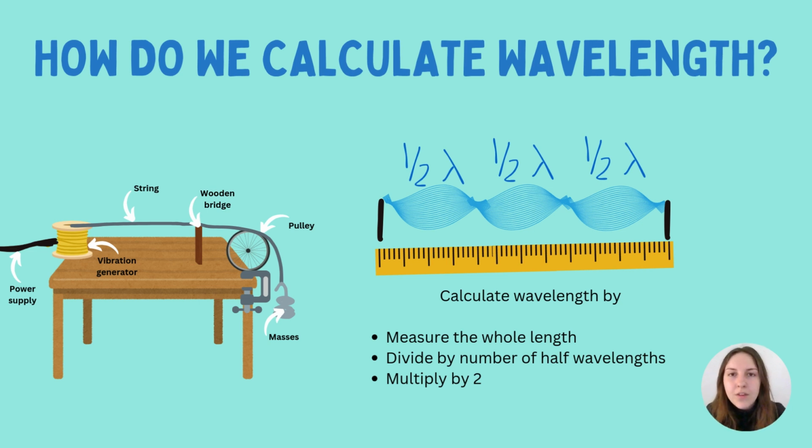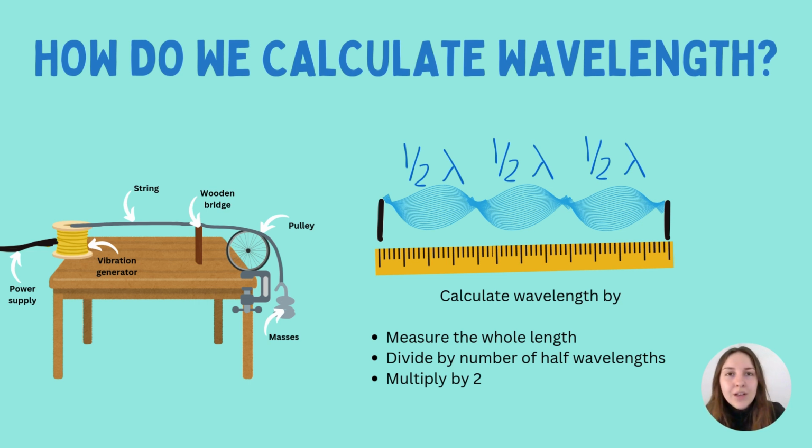So in the case of this experiment, you would see that we have, for example, 3 half wavelengths from the vibration generator to the wooden bridge. Now, the wavelength is actually represented with the symbol lambda, which is a Greek letter. We talked about this last lesson, but there are symbols associated with these things. It's just worth knowing what they are. But you can see we've got 3 half wavelengths.